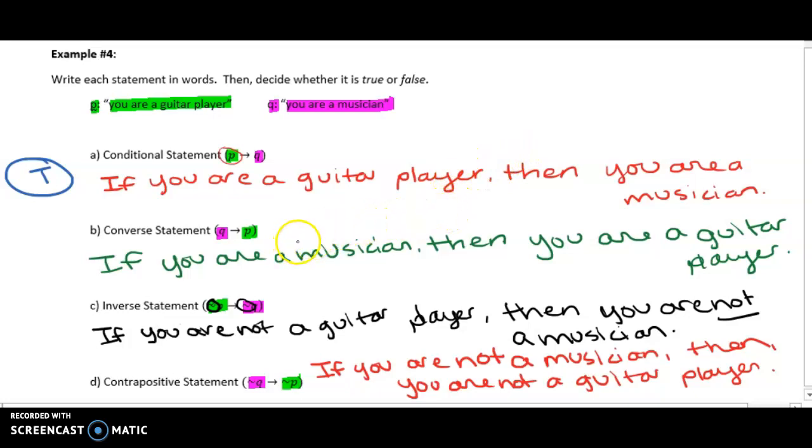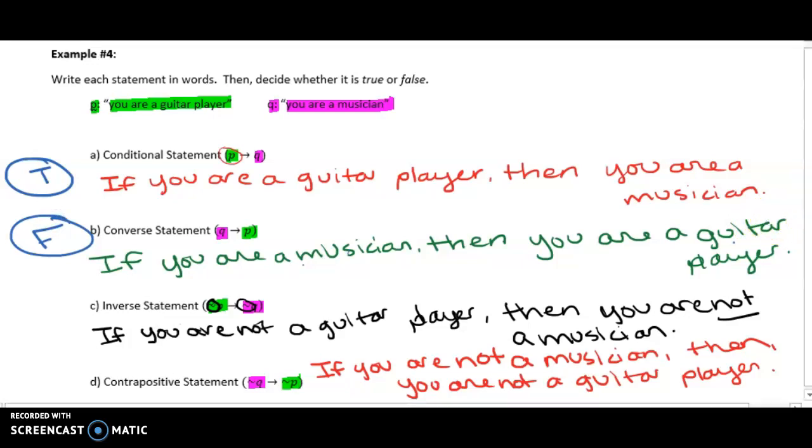Now, the converse of that, if you are a musician, then you are a guitar player, well, what if you're, I don't know, a flutist? You're a musician, right? So just because you're a musician doesn't mean you play the guitar. So I would say this is false.